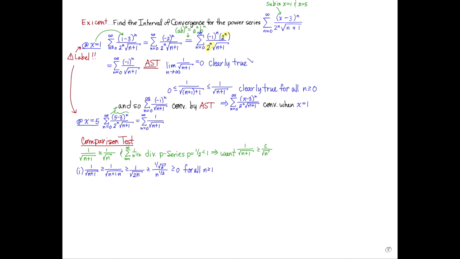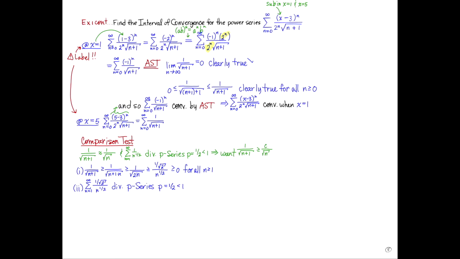Notice it's not true when n is equal to 0, and so we're going to have to deal with that first term when n equals 0 separately. We'll do that in our conclusion. For the second part of the comparison test, we need to prove that our compare to series, the sum from n equals 1 to infinity of 1 over the square root of 2 over n to the 1/2, diverges, which it does because it is a p-series, where p is equal to 1/2, which is less than 1. We've proven both parts of the comparison test.